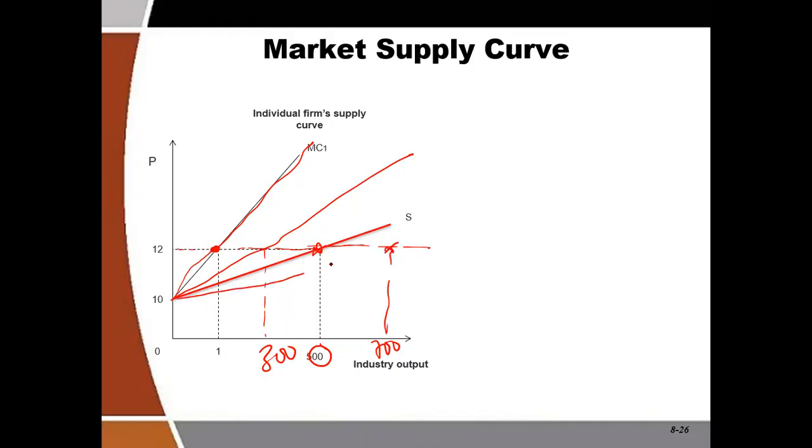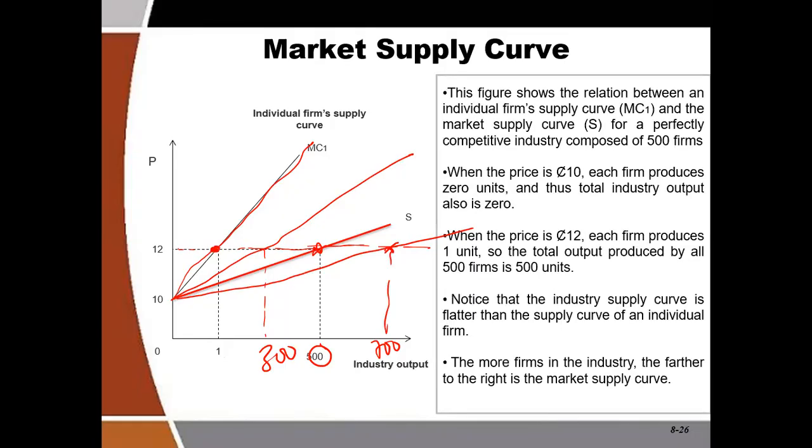so it means that the more the total market supply, the flatter the total supply curve of the market will be. All right. Okay.